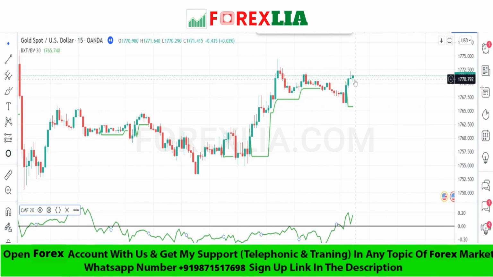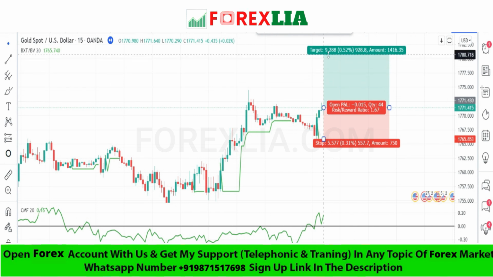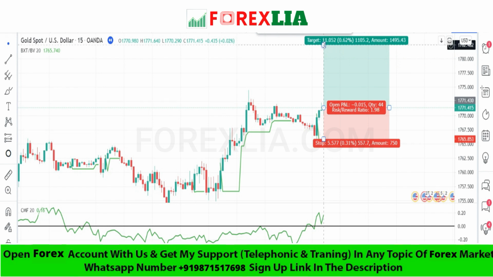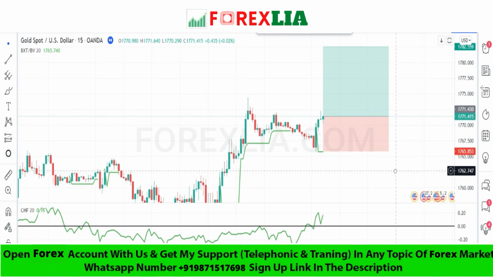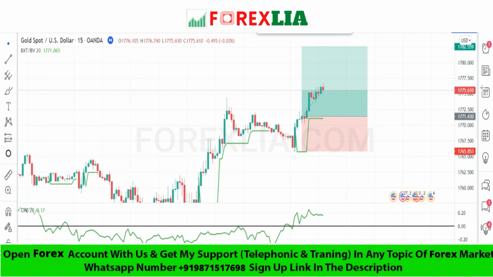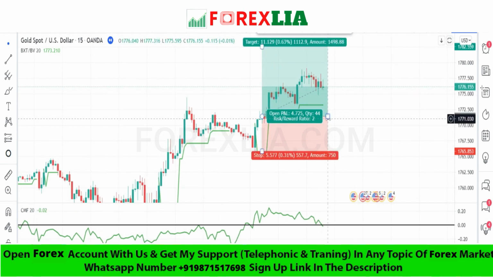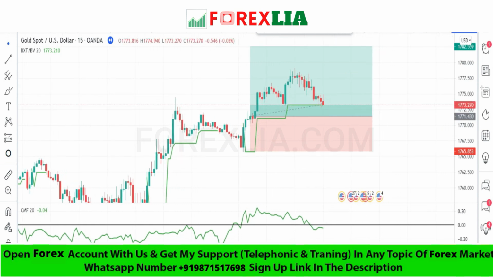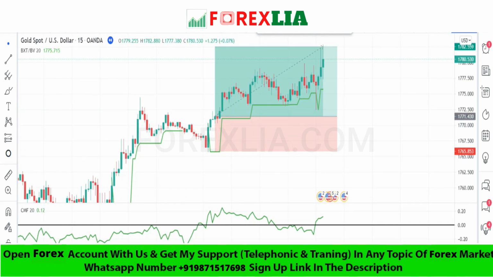Here is buy signal confirmation. We place buy trade here. Set stop loss previous low point. Set profit target 1:2. We won this trade.